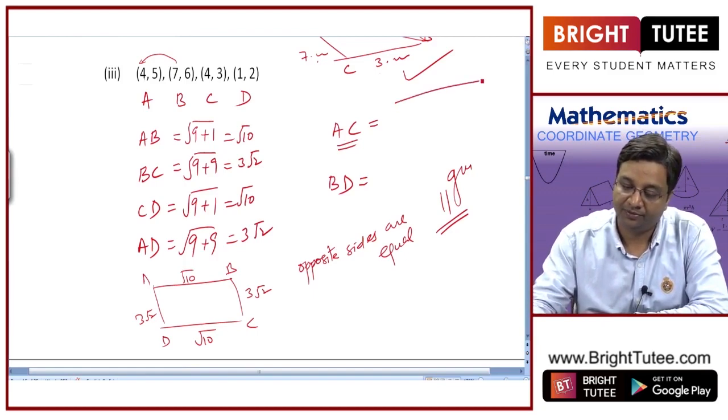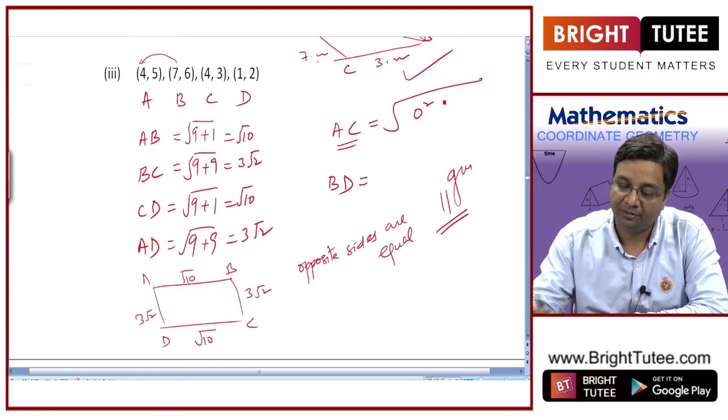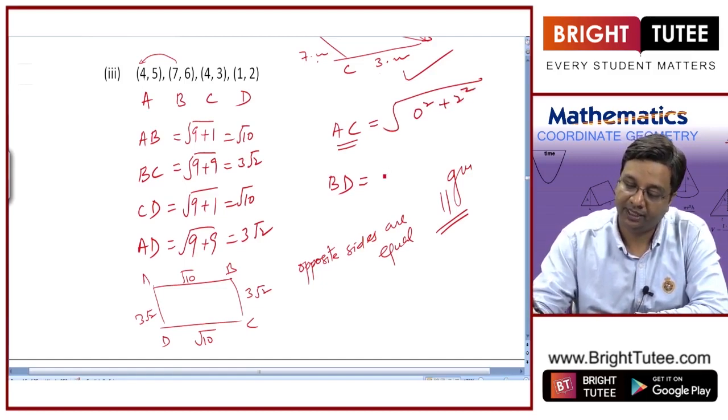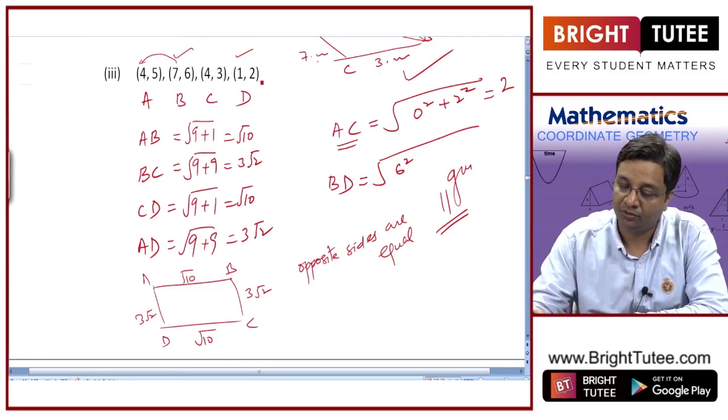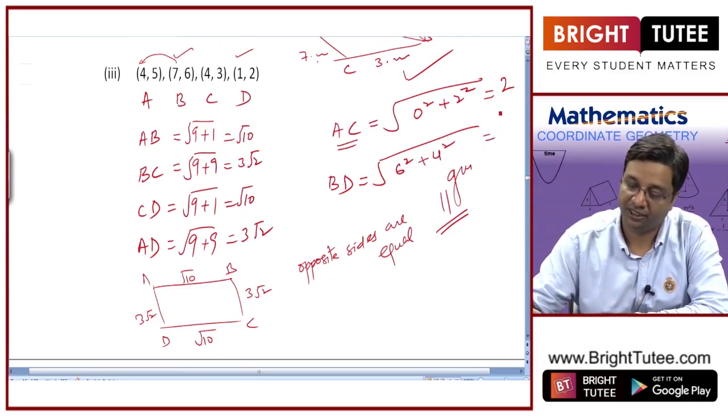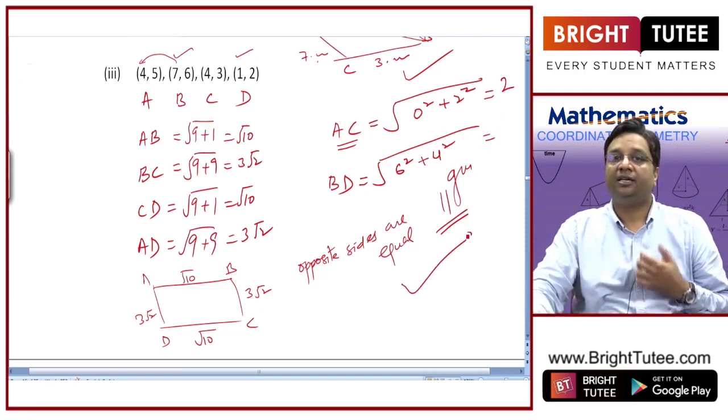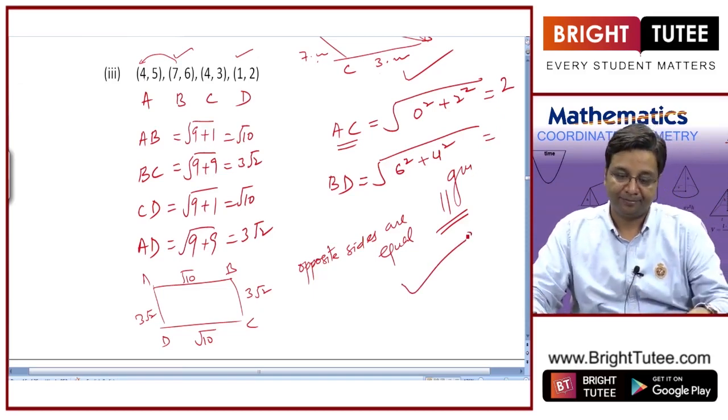AC is how much? 4 minus 4 is 0, squared, 3 minus 5 is 2, squared, right? So it is equal to the square root of 4, which is equal to 2. BD: 7 minus 1 is 6, squared, 6 minus 2 is 4, squared. So the diagonals are clearly not equal, right? So we can say that this quadrilateral is a parallelogram, right?